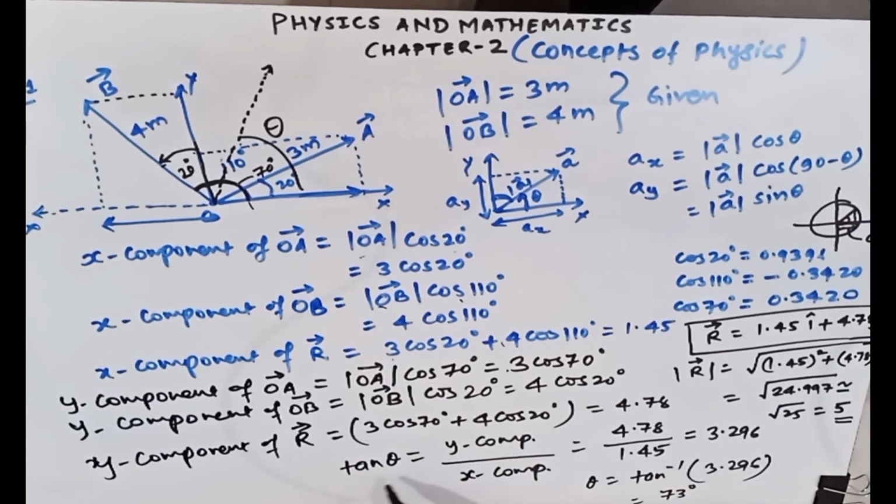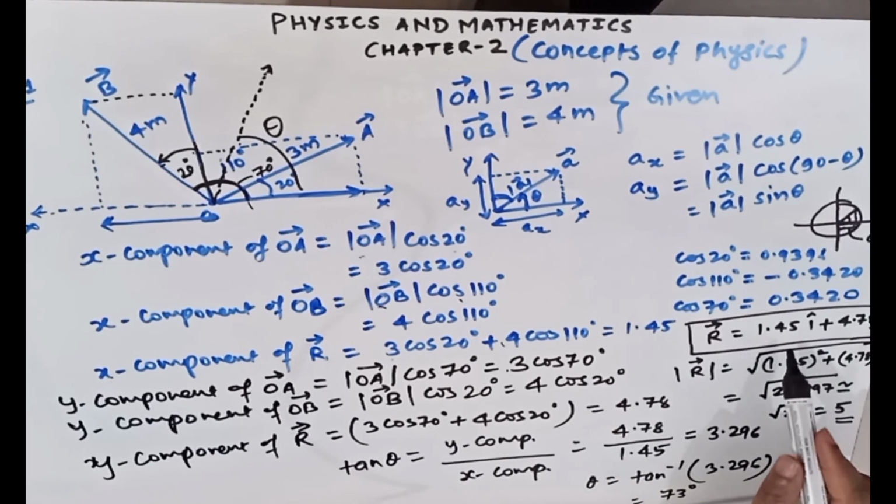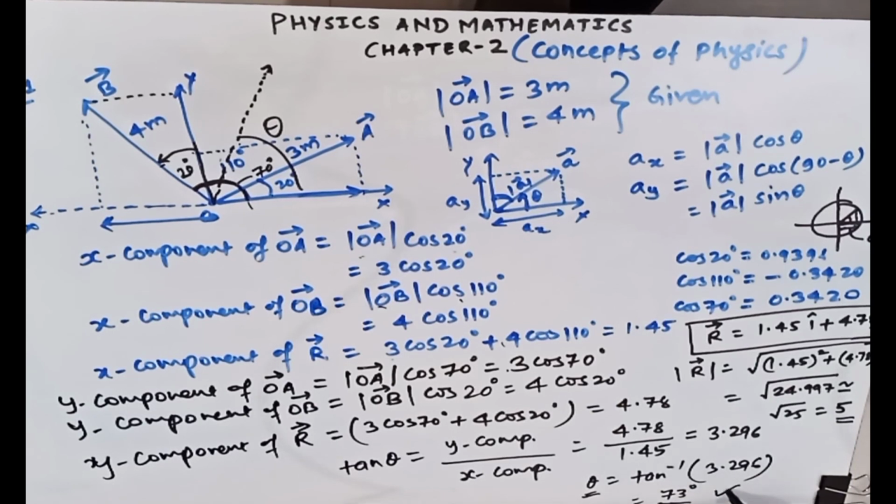Now we need to find the angle made by that resultant vector with the x-axis. We can find it by taking the y component upon the x component. The y component is 4.78, and we are dividing it by the x component 1.45. This value is coming at 3.29, and in order to find the angle, we need to take the inverse tan of this value. So it is coming at 73 degrees. So this is our answer.